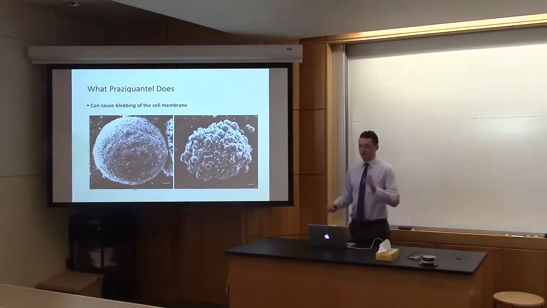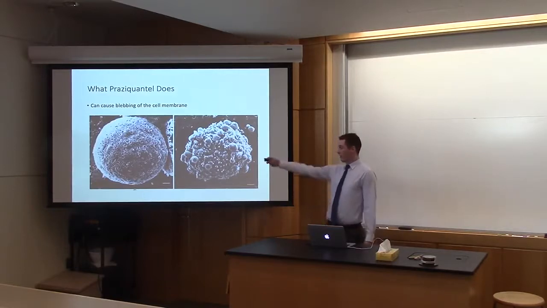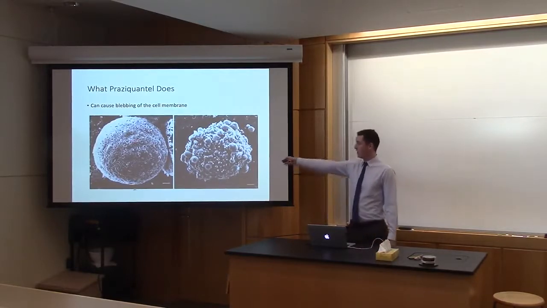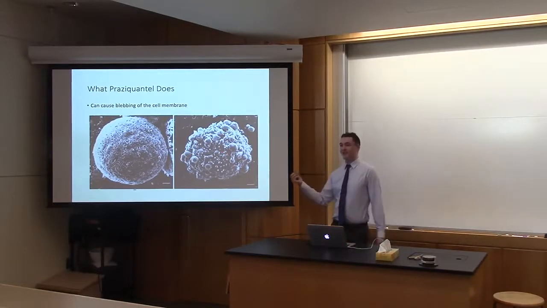So, what praziquantel does, it can cause blebbing in the cells of the worms, and blebbing is the only word that I know that actually sounds like what it describes. And here you have a normal cell. And here you have a cell with a bunch of little blebs on it. They look like a skin tag if you've ever seen one, like on a dog or something like that.